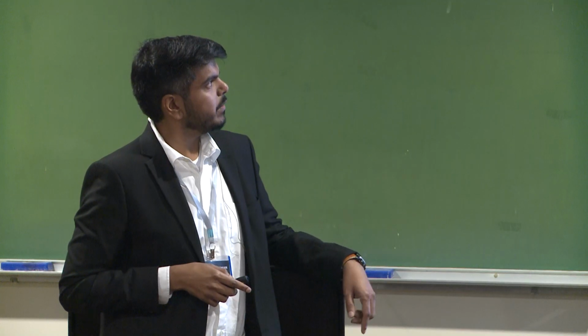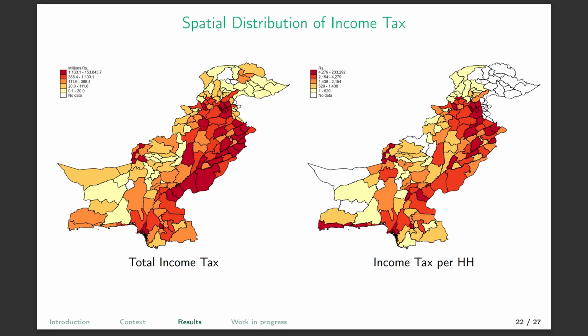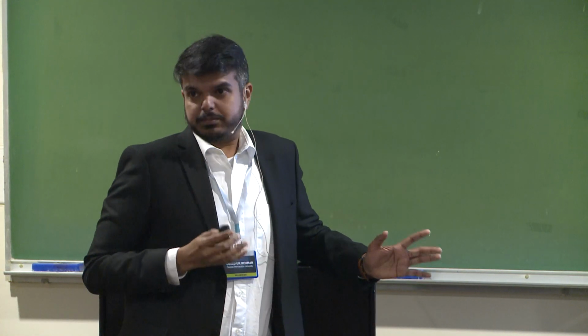So this is the income, and then this is correspondingly for the tax as well. It's very similar patterns, again, fairly concentrated in certain districts, particularly in northern Punjab and then in metropolitan areas of the other provinces. So that's what the tax system is.